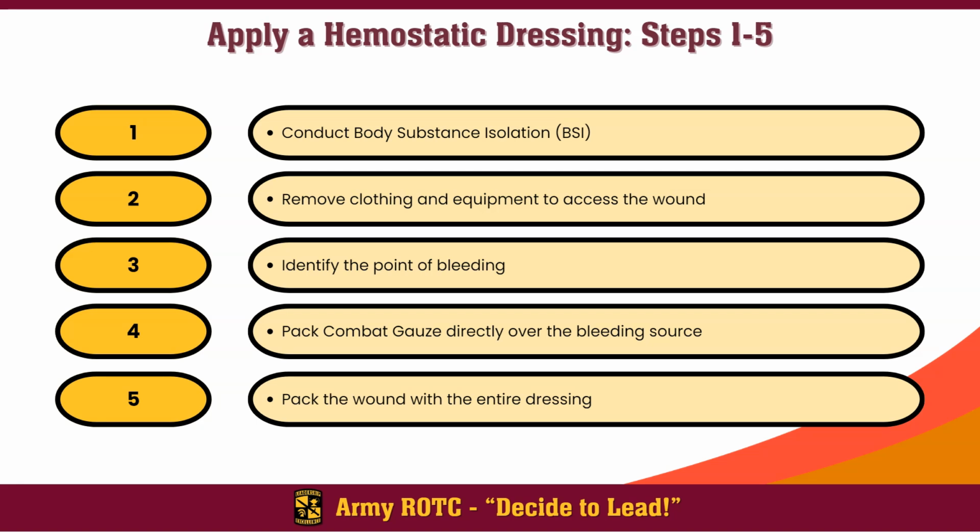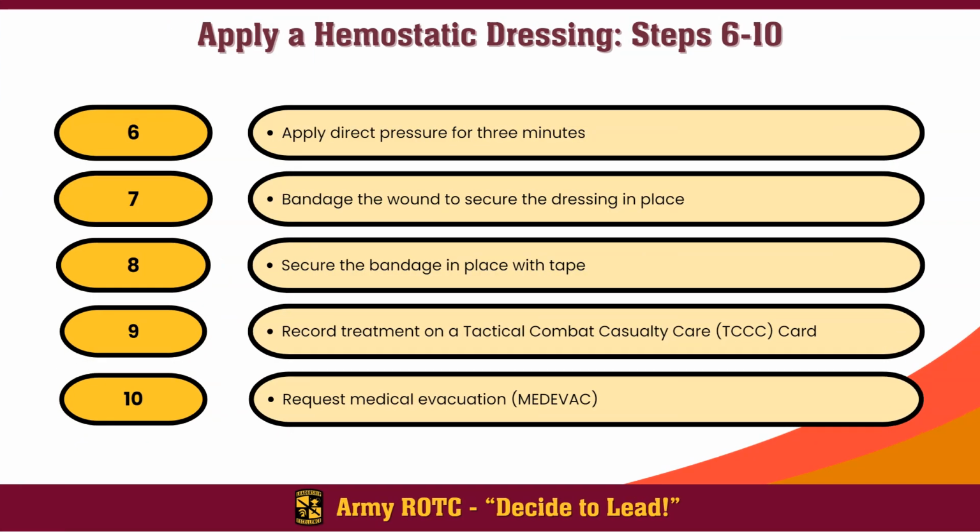Step 4, we're going to take our combat gauze and we're going to pack it directly over and into that bleeding source. And we're going to pack the entire wound with that whole dressing. Now, moving into our next 5 steps, you're going to apply direct pressure for 3 minutes. Remember, 3 minutes. After that 3 minutes is up, you'll bandage the wound, securing that dressing in place, and then secure that bandage in place with tape. The next step, you're going to have to record that treatment on that Tactical Combat Casualty Care card, or the TCCC card, and then, of course, request medical evacuation.